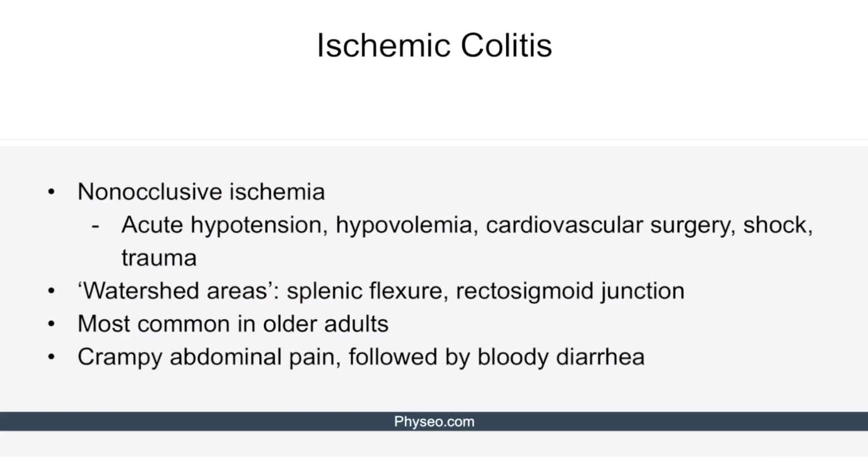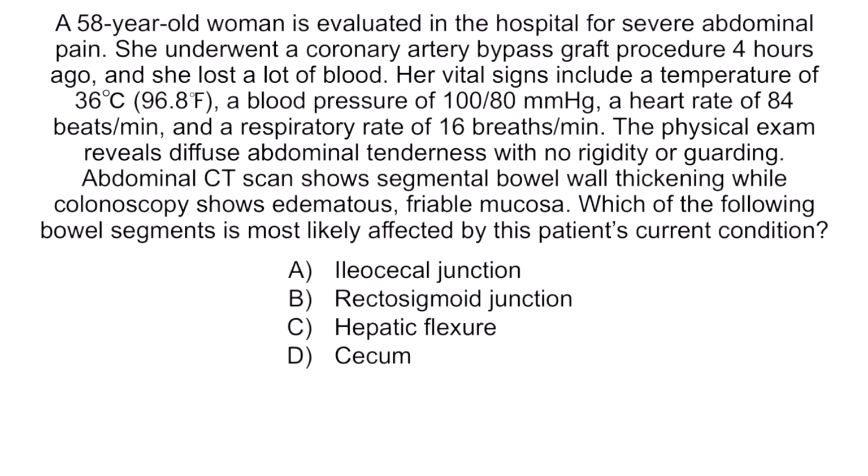And here's the slide reminding us of ischemic colitis and those watershed areas. Now let's discuss why the other options are incorrect. Options A, C, and D are incorrect because the ileocecal junction, hepatic flexure, and the cecum are not watershed areas. In fact, they're supplied intensively by the major branches of the superior mesenteric artery. And that concludes our lecture.